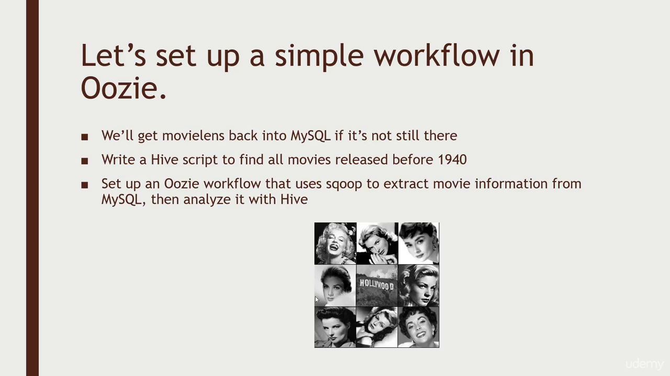So with that, let's actually get our hands dirty with Oozie. Let's set up a couple of little Hadoop actions that we can tie together using Oozie. So for one thing, we'll put our MovieLens data back into the MySQL instance on our little Hadoop sandbox, if it's not still there. And I'm going to write a little Hive script that will find all the movies released before 1940. And what I'll do is set up an Oozie workflow that uses Sqoop to extract all the movie information from MySQL, and then analyze that using Hive.